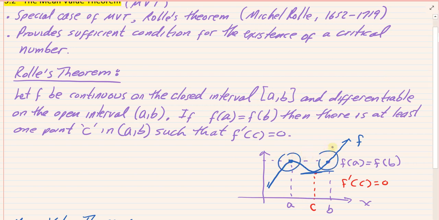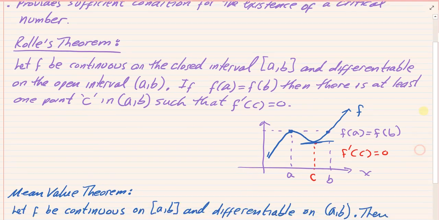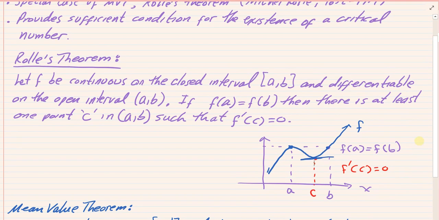Now, if f at a equals f at b, that means these two points on my graph have the same value, the same ordinate, if you will, then Rolle's theorem says that there's at least one point c along the x-axis inside of that open interval from a to b, such that f prime at c is 0. That means the tangent line is horizontal. So I have a drawing here for you, and hopefully this will illustrate what Rolle's theorem is telling us.